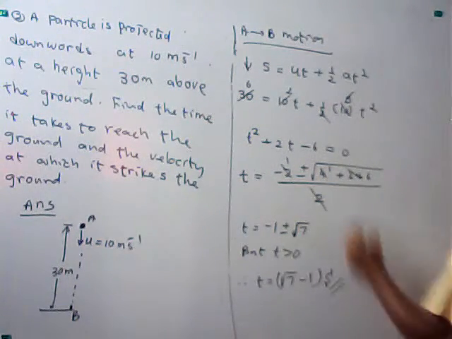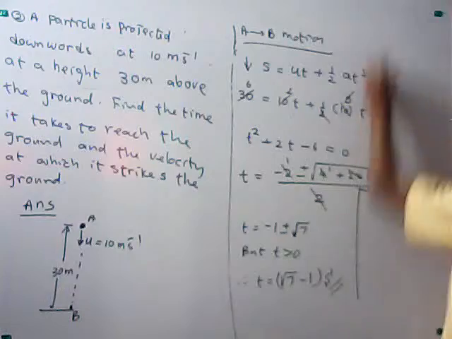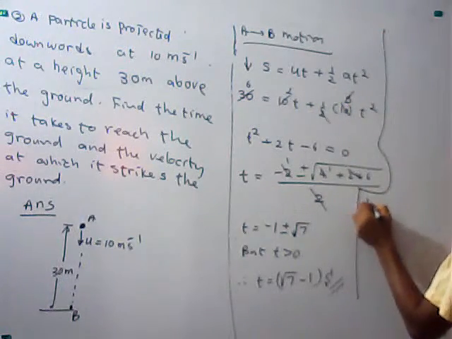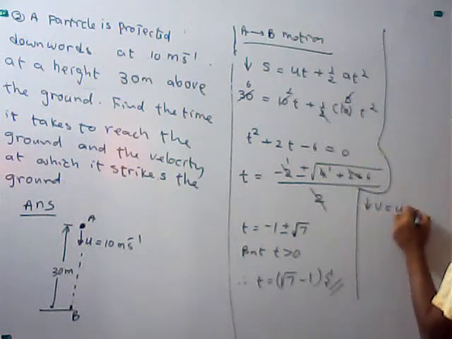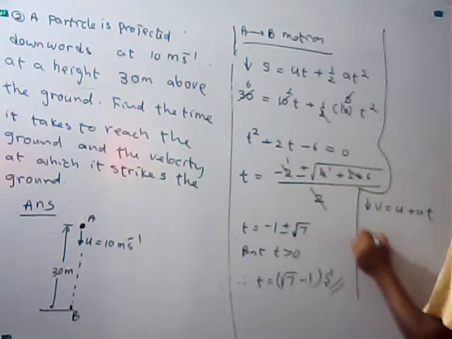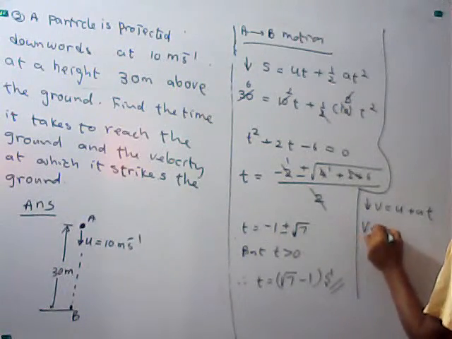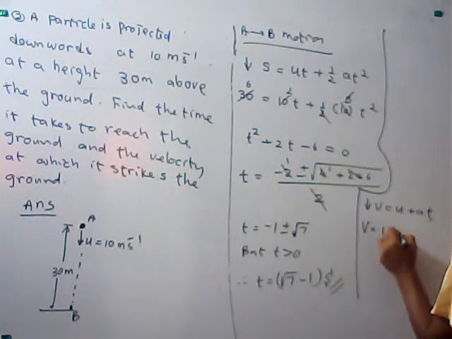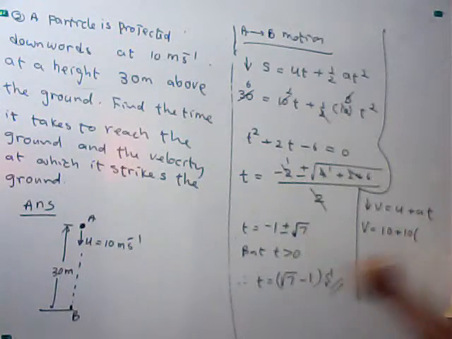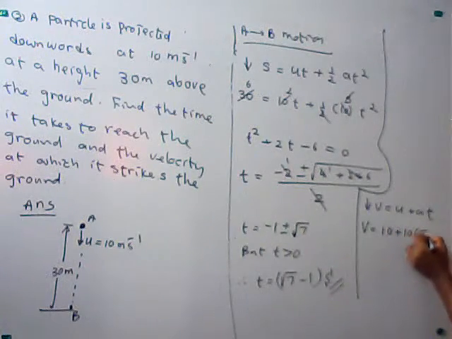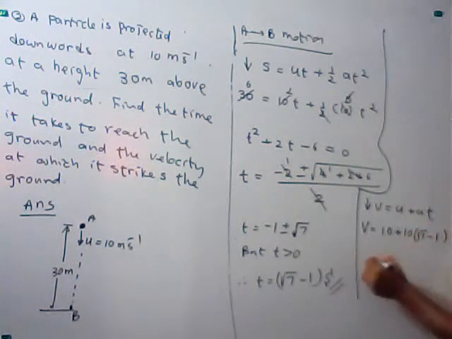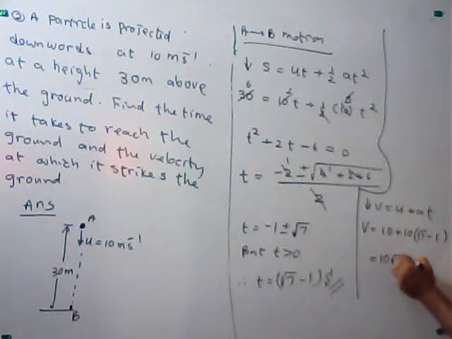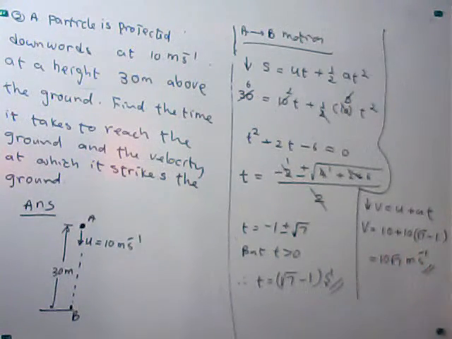So you want to find the velocity. So apply downwards. v equals u plus at. v equals, u is 10, plus a is 10, t is root 7 minus 1. 10, no, it's 10 root 7, ms minus 1.